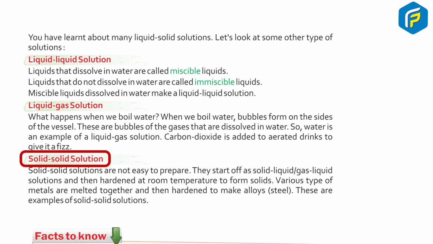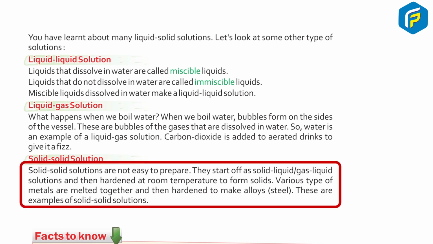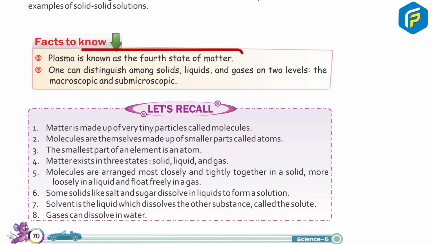Solid-solid solution. Solid-solid solutions are not easy to prepare. They start off as solid-liquid or gas-liquid solutions and then harden at room temperature to form solids. Various types of metals are melted together and then hardened to make alloy steel. These are examples of solid-solid solutions. Facts to know. Plasma is known as the fourth state of matter.